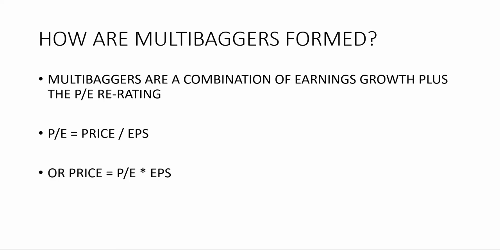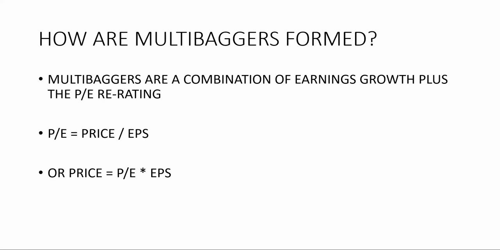Hi everyone. So in this video, we'll try to figure out how these multibaggers are formed. Many people think that multibaggers are formed due to earnings explosion, right? That is true in the case of cyclicals, where there is a surge in commodity prices, because of which the earnings go up 3x, 5x, 10x, and things like that.